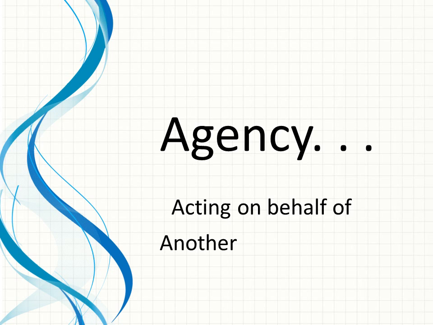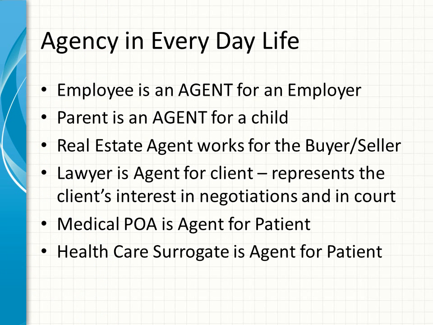Let's look at the doctrine of agency. Agency simply means one person acting on behalf of another. It's that simple. Examples of agency in everyday life. An employee is an agent for the employer. When the employee is on duty, he or she is performing a function that the employer needs him or her to do. That's the only reason he or she is there for that period of time, acting on the employer's behalf. So an employee is an agent for an employer.